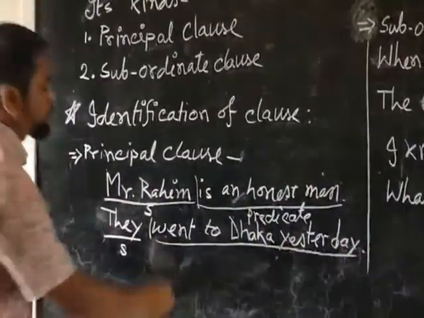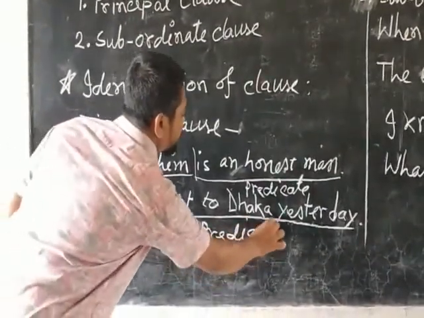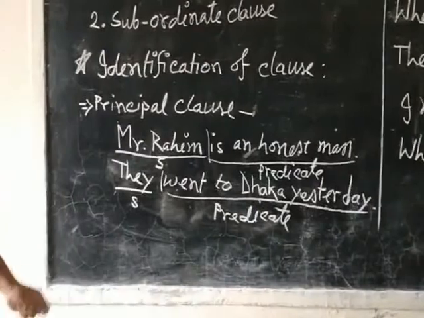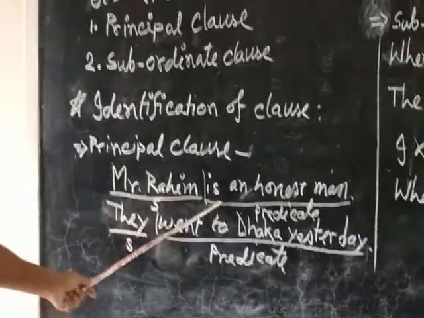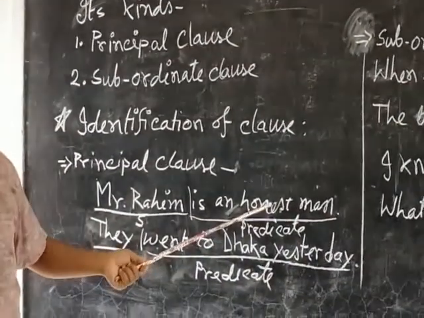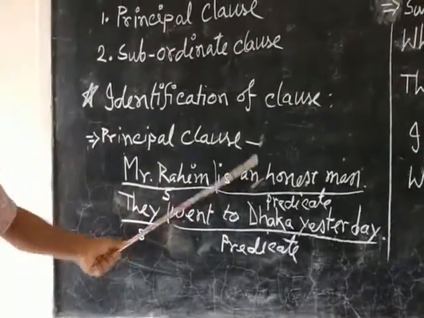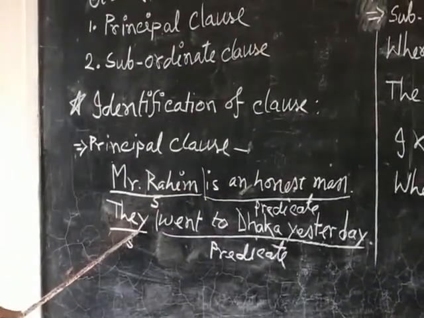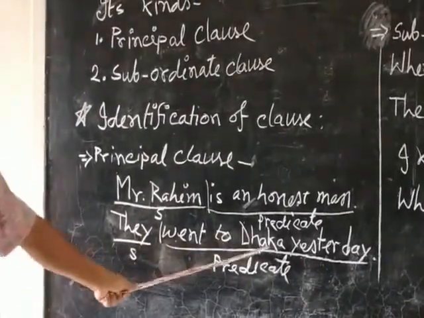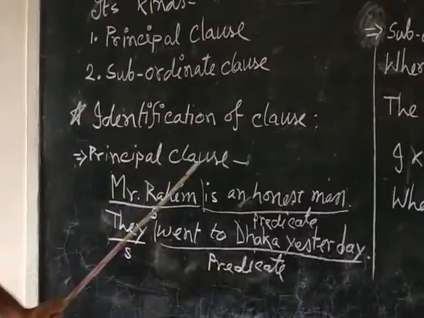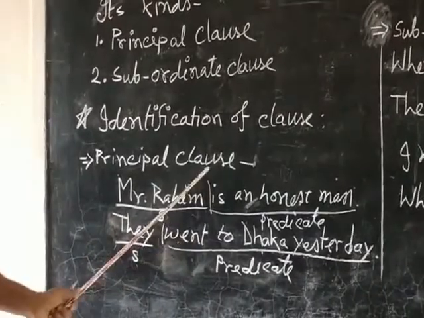The clause which has a subject and a predicate is a principal clause. So this sentence has a subject and a predicate. This sentence is also a principal clause because they is the subject and went to Dhaka yesterday is the predicate. So these two sentences are principal clauses.